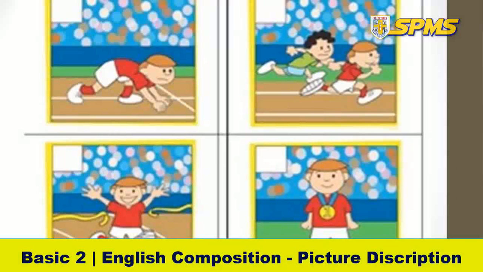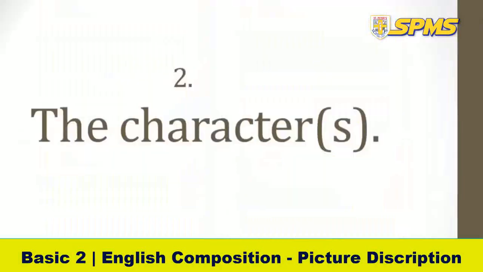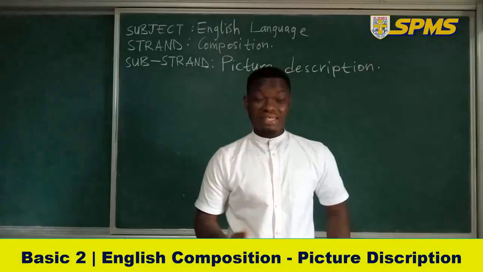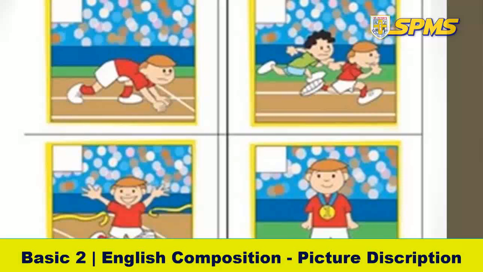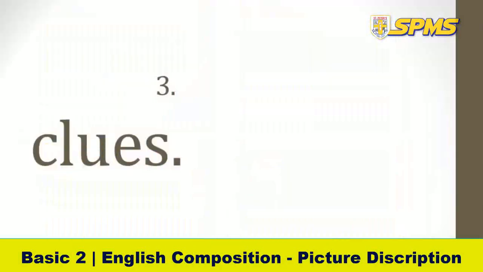The second thing that we said we look out for is what? The characters. The characters, I said, are the human beings, the animals, or the things that the story is about. Good. So in these pictures that we are seeing, what do you think are the characters? They are human beings. And the main character in this picture is the boy or the person in red that we are seeing, because it seems like in all the pictures, he is in it.